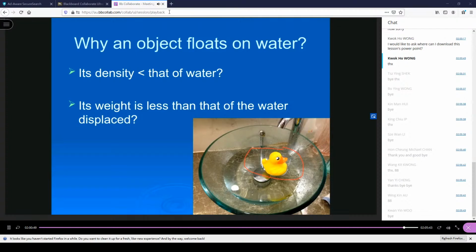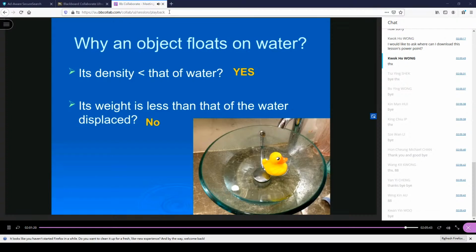If the object is like the rubber duck here, when it is on water, it displaces the water. So if it floats, the weight of this rubber duck will be equal to the weight of the liquid water displaced, not less than. So here is the answer.